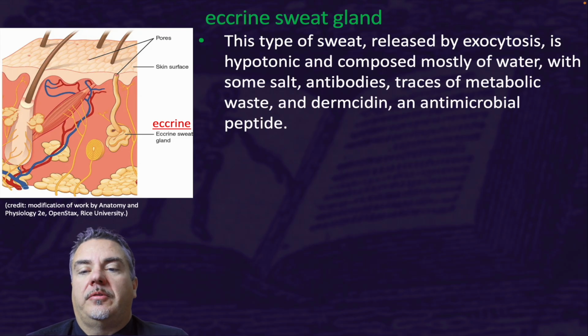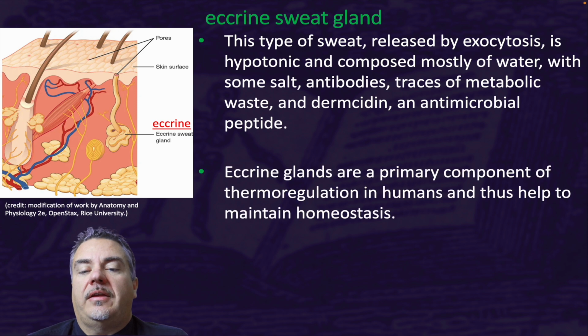This type of sweat, released by exocytosis, is hypotonic and composed mostly of water, with some salt, antibodies, traces of metabolic waste, and dermcidin, an antimicrobial peptide. Eccrine glands are a primary component of thermoregulation in humans and thus help to maintain homeostasis.